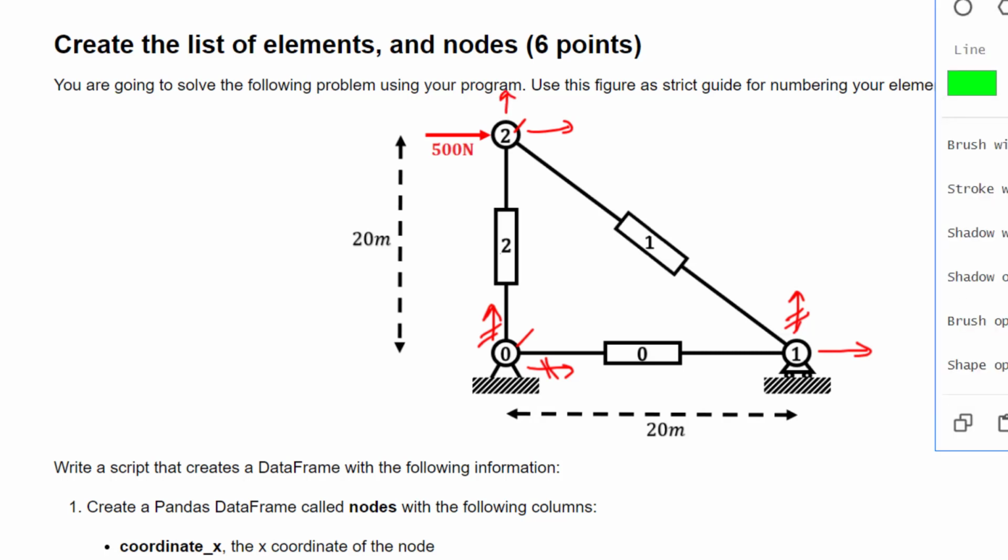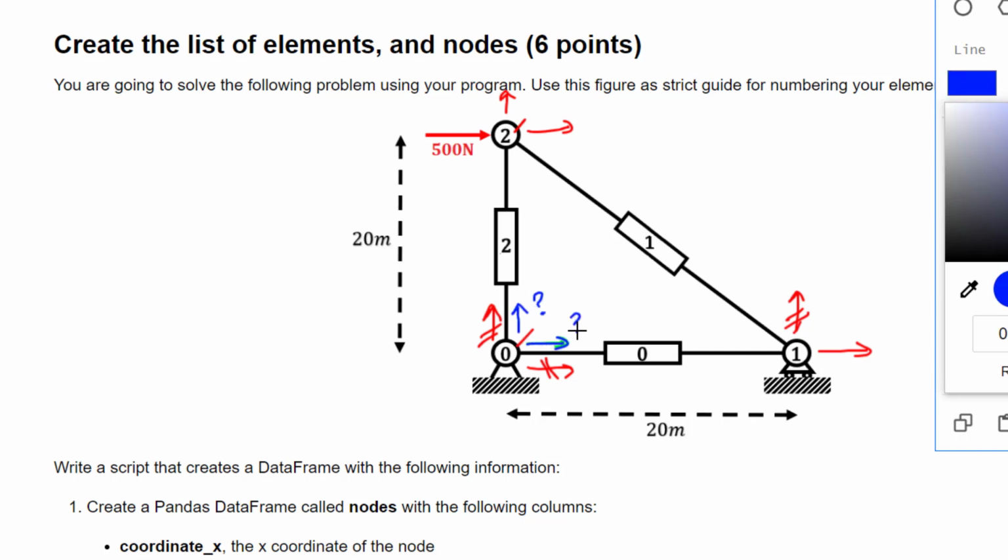If you look at the loads, there are unknown reaction forces here. There is a reaction force at node 0 that we do not know. There is a reaction force in node 1 that we do not know. And yeah, that's pretty much it.